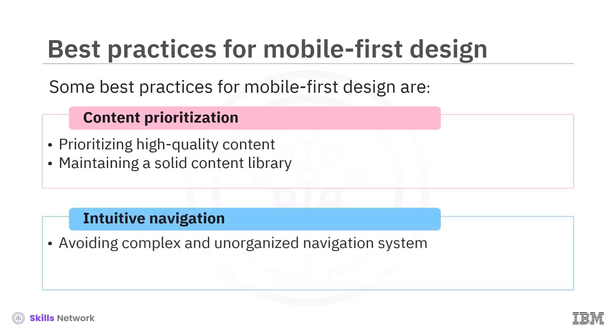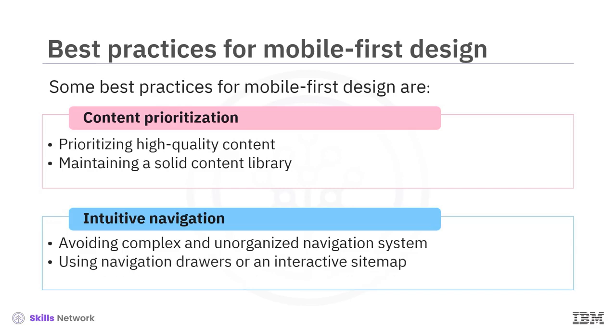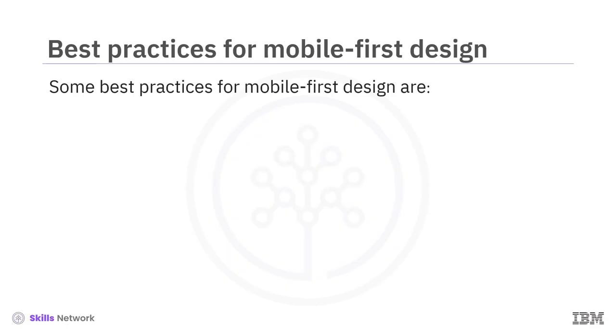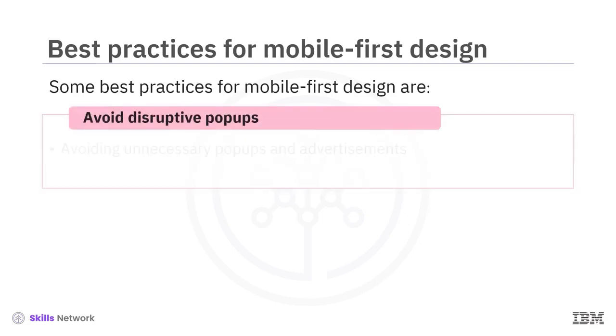Avoid having a complex and unorganized navigation system. You can deliver a clean user experience to your users on mobile devices by providing intuitive navigation. Using tools like navigation drawers or an interactive sitemap can help users to navigate your website effectively. As mobile devices have space limitations, the user's field of view is limited when interacting with the website. Unnecessary pop-ups and adverts will most likely disrupt their experience on the website, leading to a bad user experience.